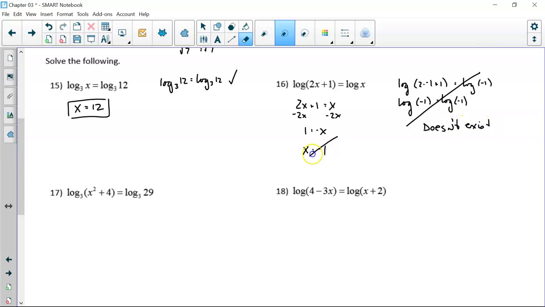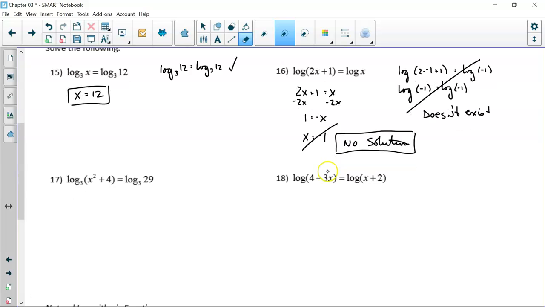So our only solution was bad. So for our answer there actually is no solution. There is no value for x that would give us a true statement. Even though the left was equal to the right, they don't exist, so it doesn't work that way.